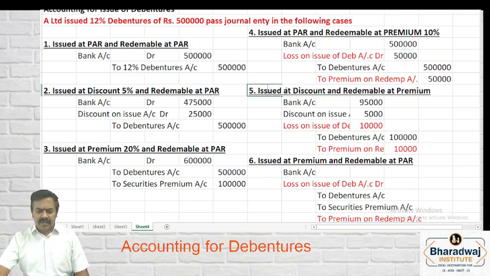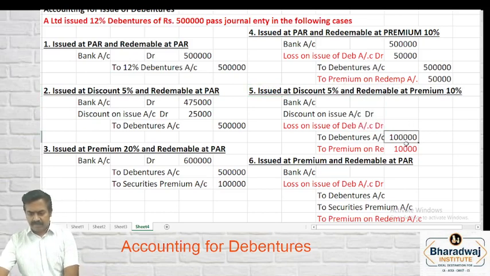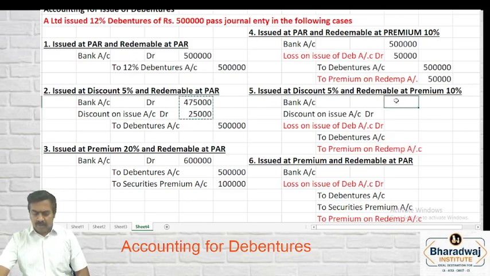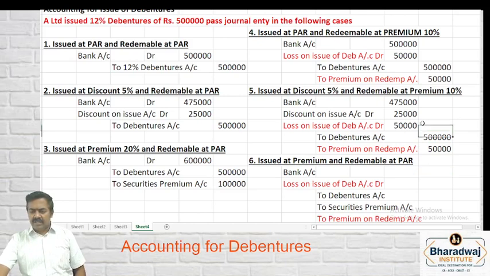Let's assume it is issued at a discount of 5%, redeemable at a premium of 10%. What entry will we pass? Bank account and discount on issue of debentures account debit, 4,75,000 and 25,000. This will be how much? 5 lakhs. Premium on redemption will always be equal to which one? Loss on issue. Clear?